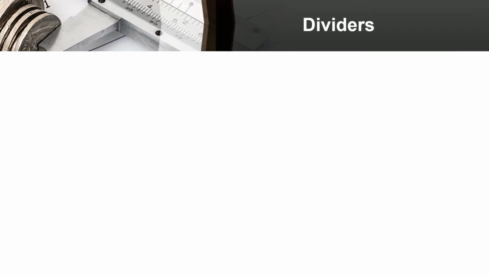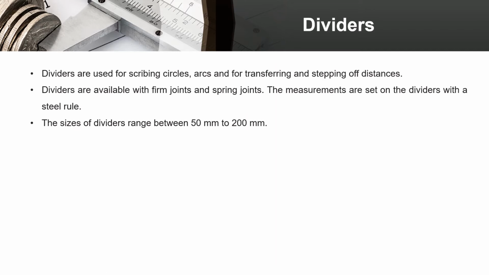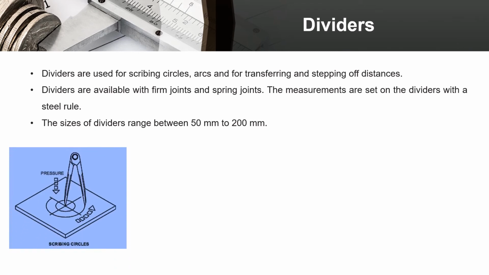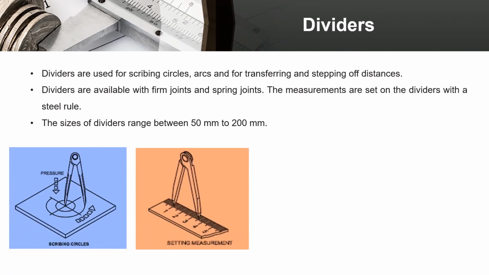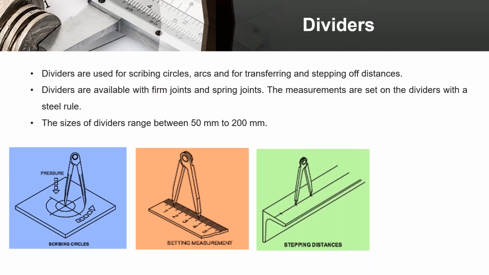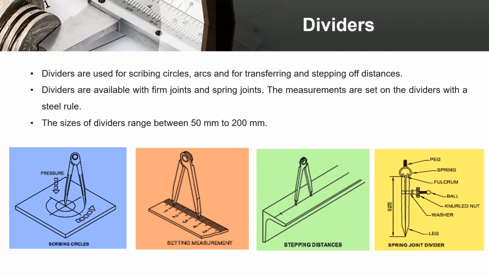Dividers. Dividers are used for scribing circles, arcs, and for transferring and stepping off distances. Dividers are available with a firm joint and spring joints. The measurements are set on the dividers with a steel rule. The sizes of dividers range between 50 mm to 200 mm.